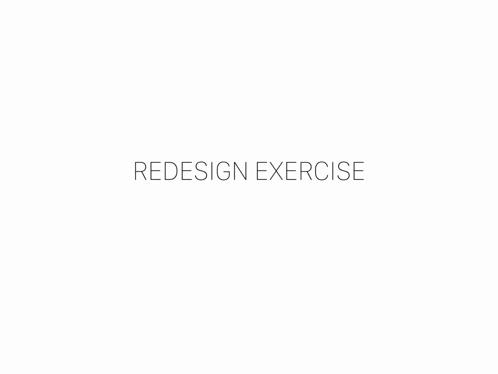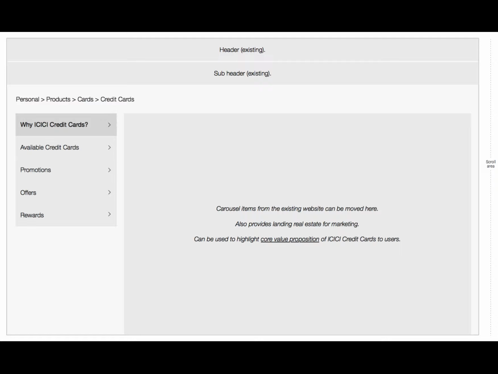As part of the redesign exercise, I came up with wireframe mockups for only the credit card section, and what I have done here is try to retain the existing carousel content as well, just so that the marketing folks are still happy, but still making it clear to the users, okay, here are the promotions, here are the offers, this is how the reward system works, but hey, here are the available cards.